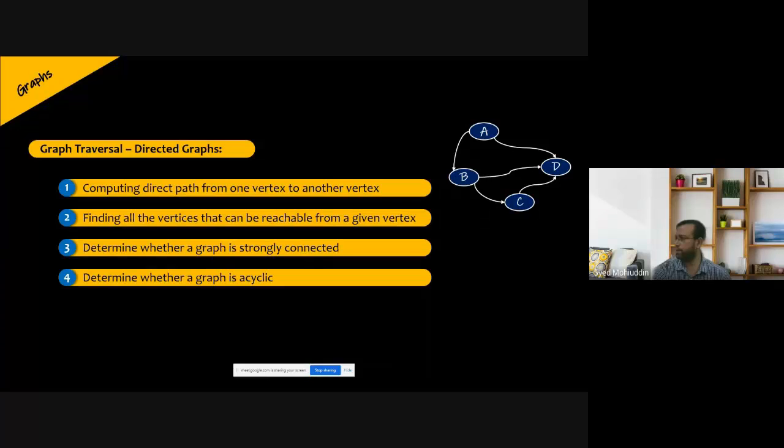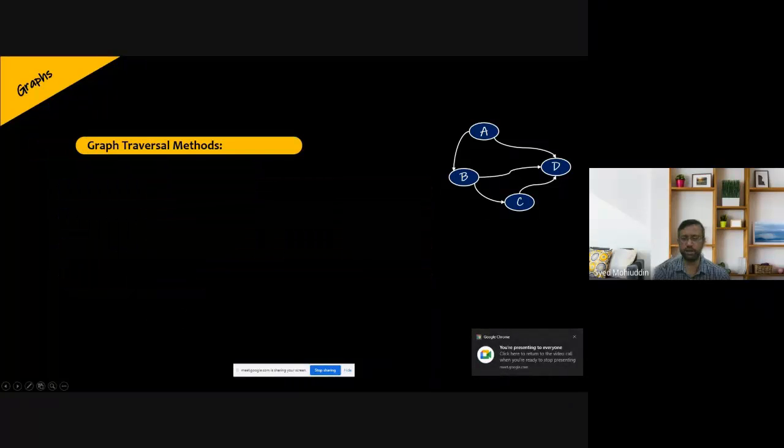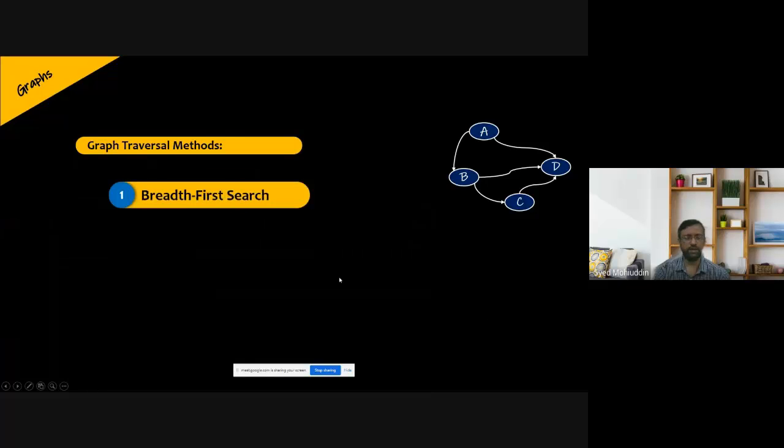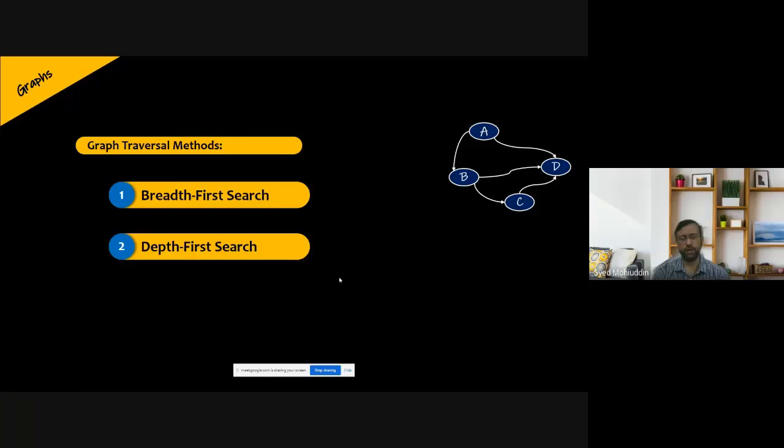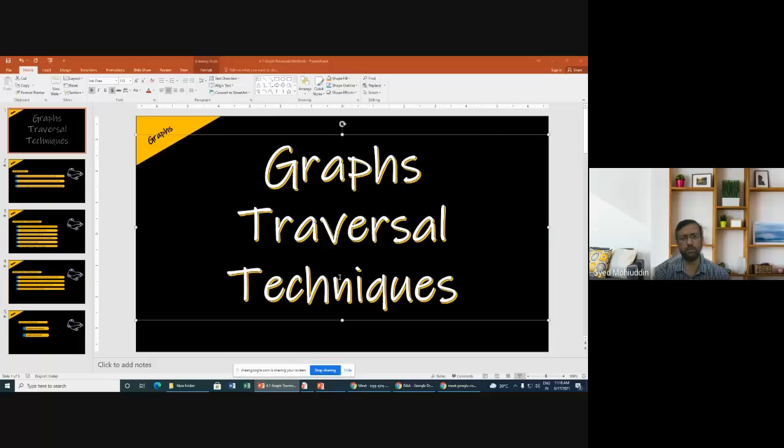Now, when we move further, there are two methods of traversing the graph. One is breadth first search, the other is depth first search. We are going to look into these two methods. You might have heard of these two terms, depth first search and breadth first search. So let us once again look at how these two work, that is depth first and breadth first search.